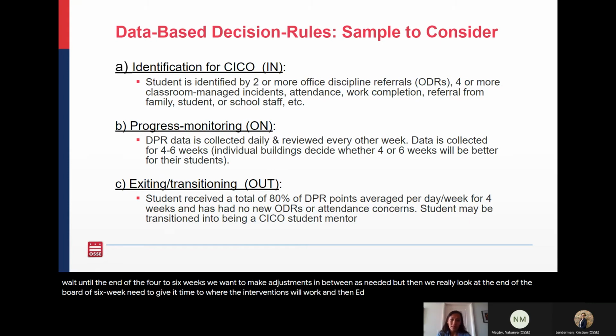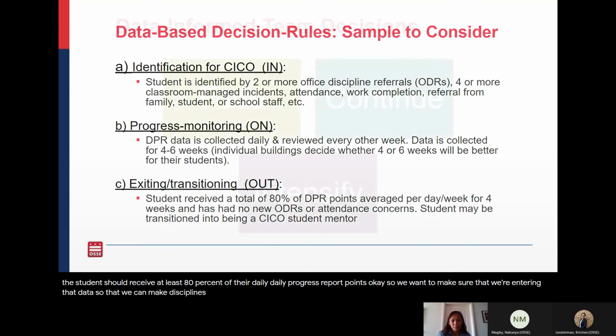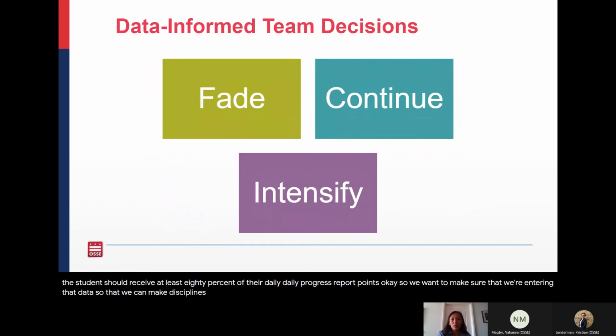And then exiting, getting them out, we want to say the student should receive at least 80% of their daily progress report points. Okay, so we want to make sure that we're entering that data so that we can make decisions. Again, the data will then allow us to decide if we want to fade, continue, or intensify. So let's quickly go over what each of these mean.